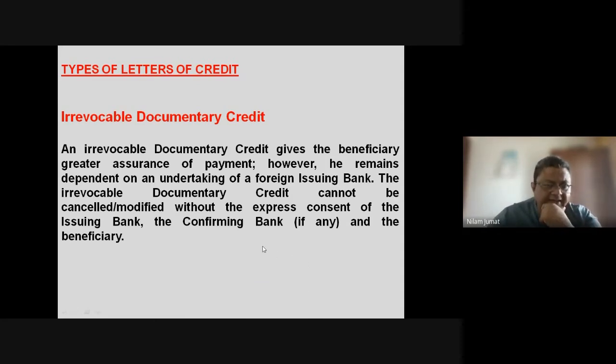The exporter likes. Now you ask, what is this express consent of the issuing bank and the beneficiary? This part, leave it for the moment. Don't worry about it. The consent of the issuing bank and the beneficiary.